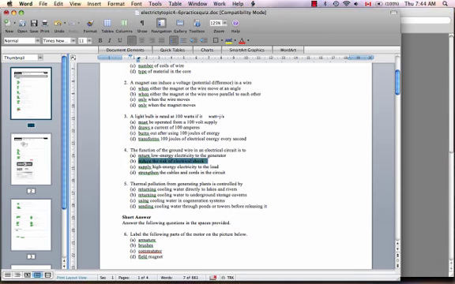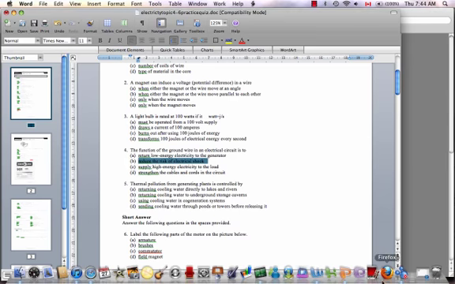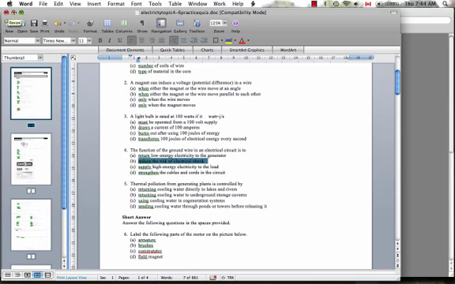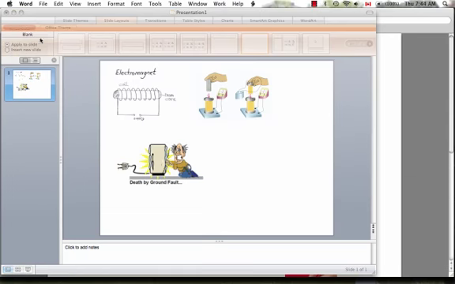Next, thermal pollution from generating plants. How is it controlled? Let's go to this page in our books.